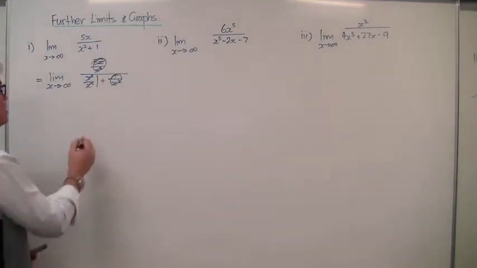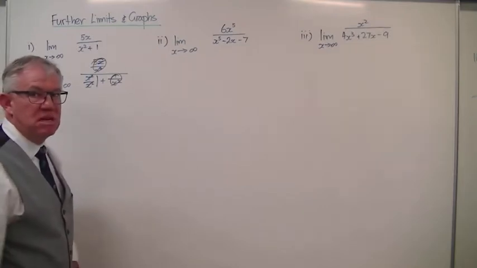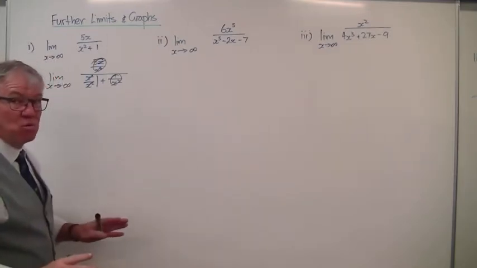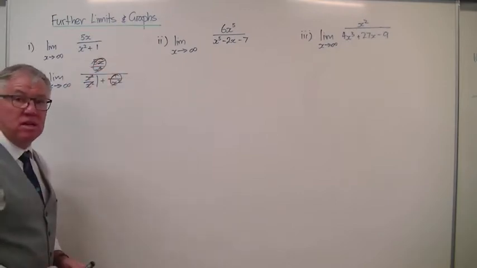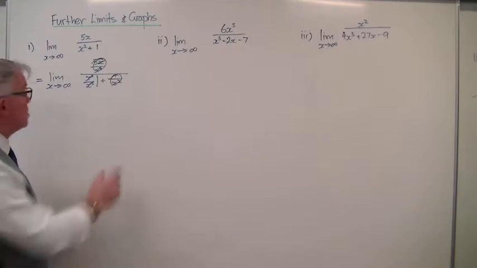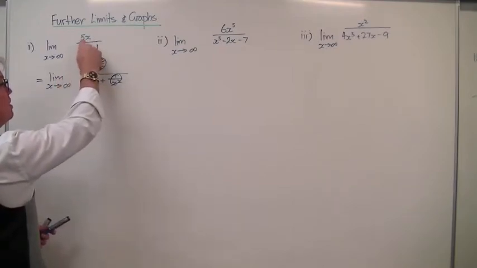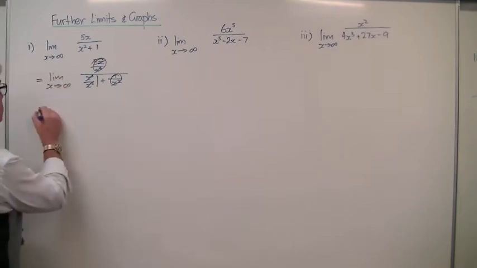Overall, if we look at this fraction, we're now left with 0 over 1 plus 0. The only thing that's important really is that because the numerator has a 0 in it, this whole expression is equivalent to 0. So the limit of this expression as x approaches infinity is actually equal to 0.